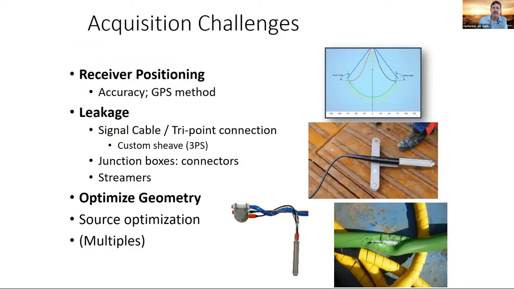Some challenges that are out there. Receiver positioning is a big deal. High resolution requires great positioning, so we can talk more about this. There's lots of research methods ongoing. In these systems, signal leakage is a real issue, and troubleshooting it can be a big challenge. So we've had our own trials and tribulations on this. There are newer generation technologies that eliminate that, or at least make troubleshooting it easier. Optimizing the geometry is actually something that's important. Looking at that cross-cable geometry and understanding what it's looking like in the water is important.